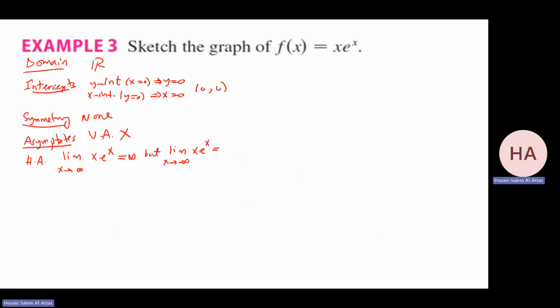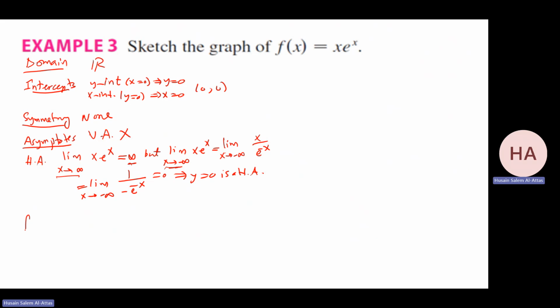And yes, we need L'Hopital's rule in this case, which I will explain in 5.6. So what you will do is x over e to the minus x. You just find the derivative of the numerator and the denominator. That will be 1 over minus e to the minus x. Now plug it in. That will be 1 over infinity, which is 0. So y equals 0 is a horizontal asymptote, but only for this side, as x goes to minus infinity. From the other side, it goes to infinity. The function is going to infinity.